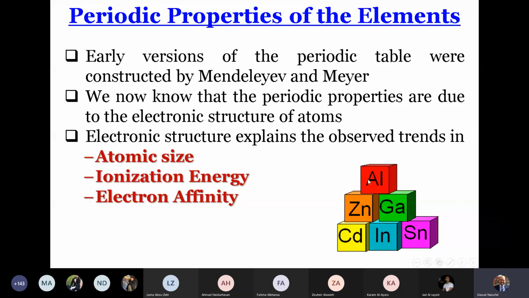So in this figure, we have Al, Zn, In, Sn, Cd, Ga. We put these elements in the periodic table. When we know their places in the periodic table, we can compare them qualitatively and not quantitatively. In a qualitative analysis, we can compare their atomic size, their ionization energies, and their electron affinity.